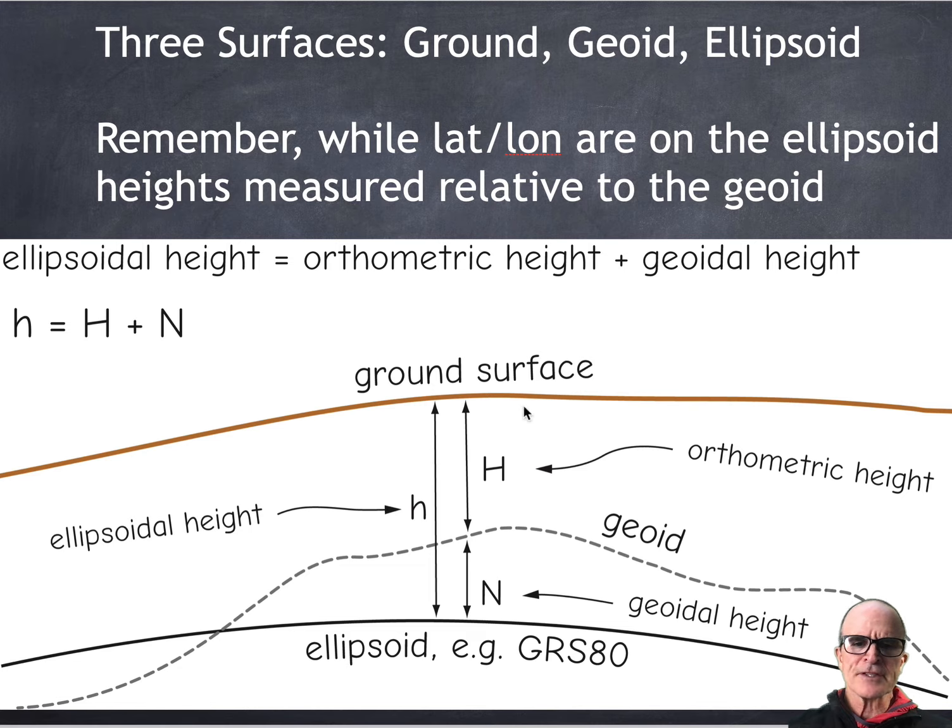There's the ground surface, and that's typically the height we're measuring to, although if we're flying a plane, we're interested in the plane's flying height, of course. And then there's the ellipsoid, this mathematical surface we use for identifying our latitudes and longitudes. And then there's the geoid, that sort of approximate surface of the Earth that's oddly defined.